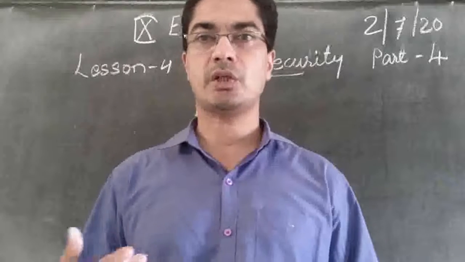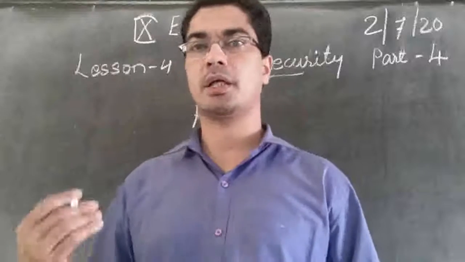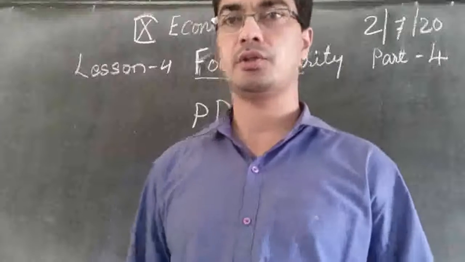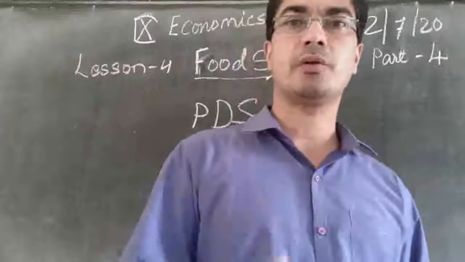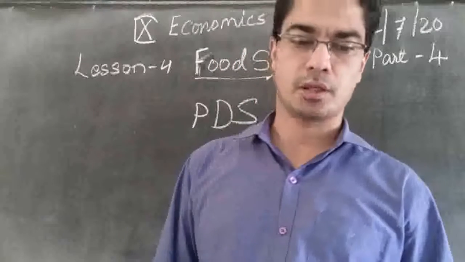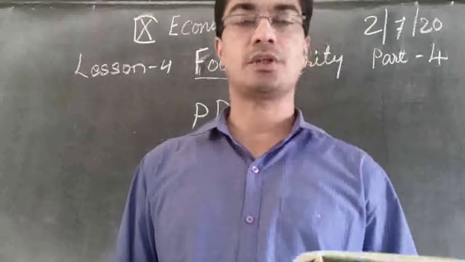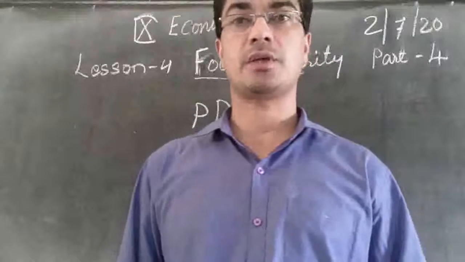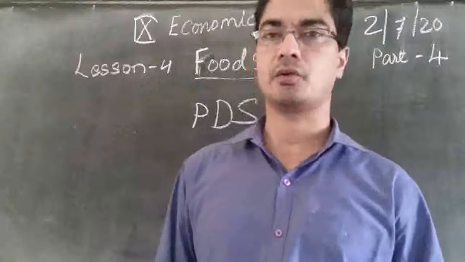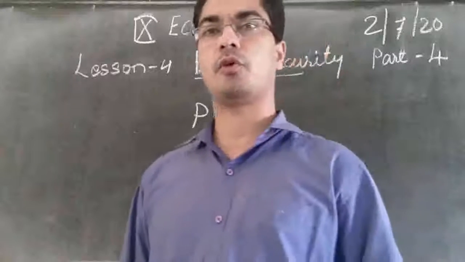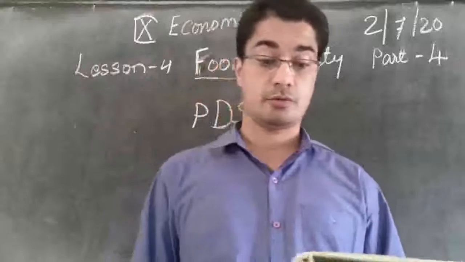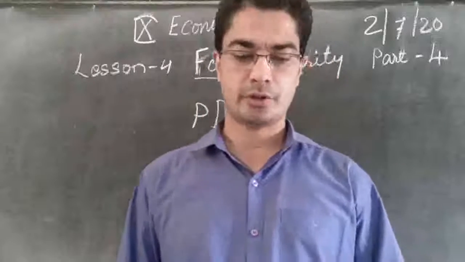Then the Food for Work program, that is called FFW. People who have nothing to eat come and do the work, and the government will give them food grains. So instead of giving them money, the government will give them food items so they can have their food. And that was introduced in 1977-78. You can underline that also. When was the Food for Work program introduced?